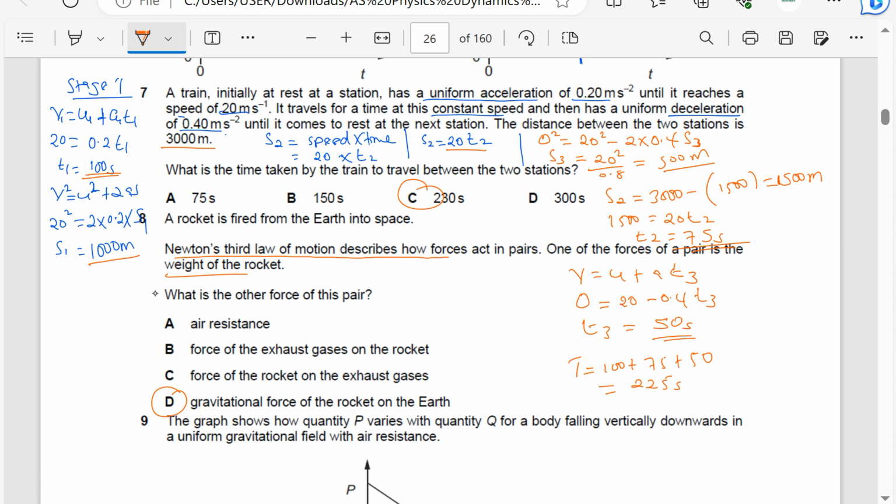Because the weight is the force of the Earth on the rocket. The weight is the pull of the Earth on the rocket. Then the other force should be the gravitational force of the rocket on the Earth. Okay, so the answer is B. That is Newton's third law.